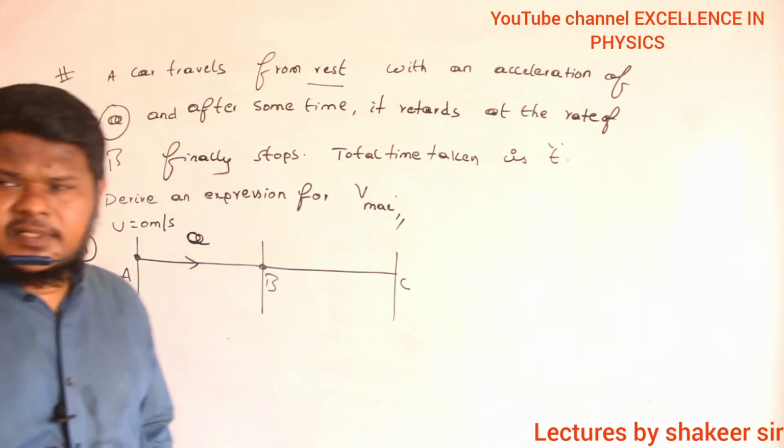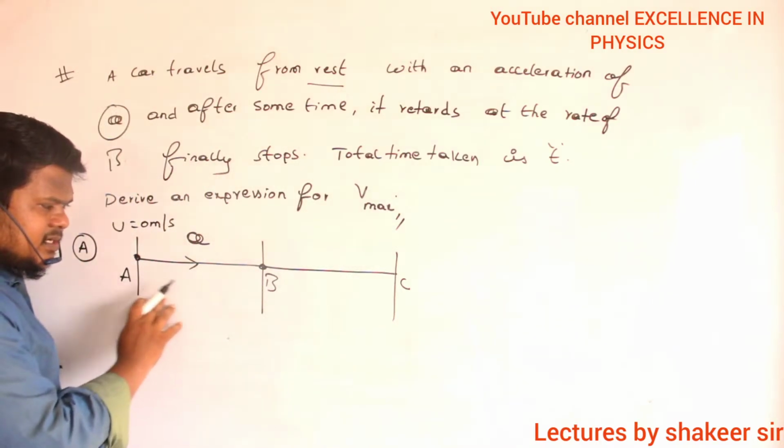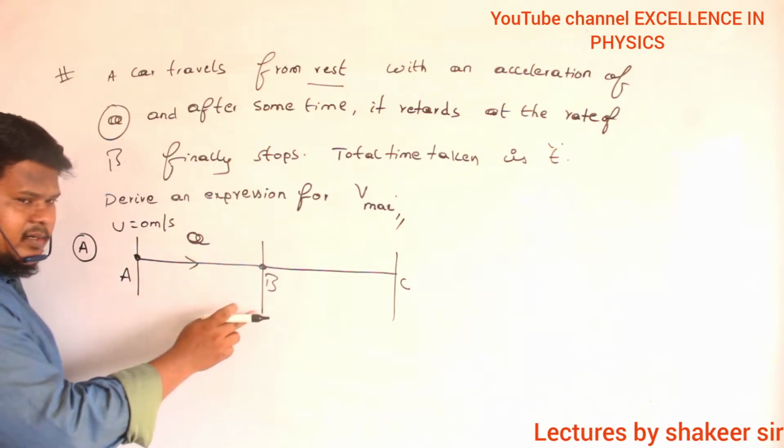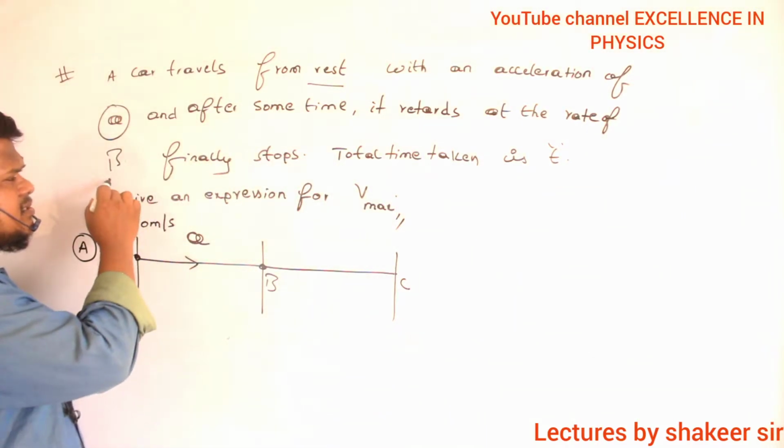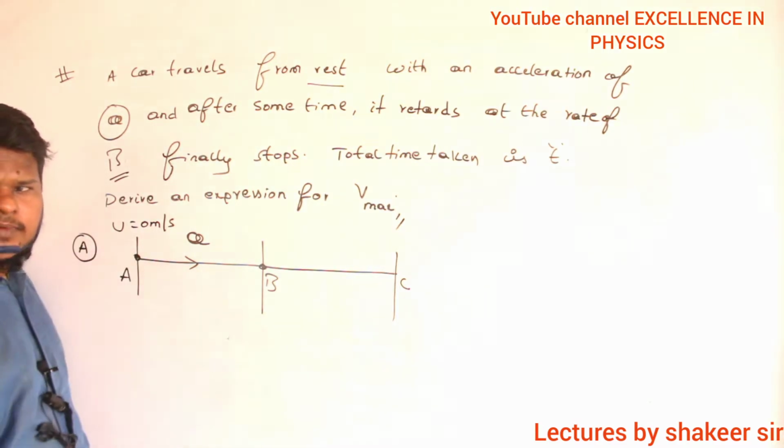Velocity of the body is continuously increasing. That is called acceleration. So velocity is continuously increasing. Then after reaching point B, suddenly it has started decelerating. It started applying the brakes. Applying brakes means what? Negative acceleration.